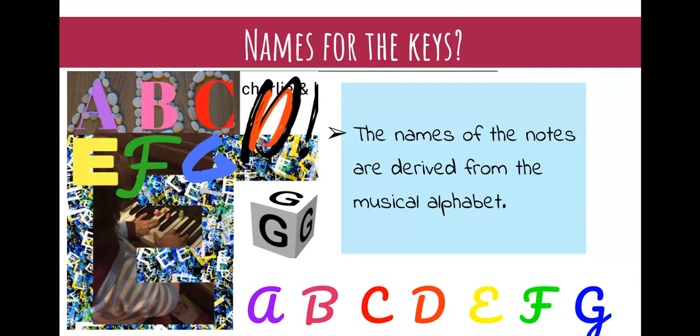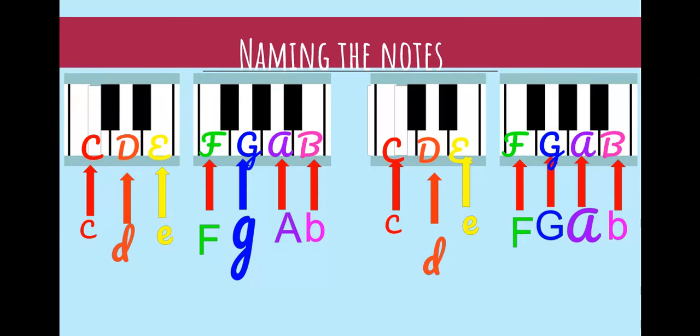Now the names of the notes are derived from the musical alphabet. As you can see, we've got A, B, C, D, E, F, G. And you can see here a piano keyboard where I've cut up the keyboard into sets of 2s and 3s, and I've written down the name of the letter that's allocated to that particular note on the keyboard.